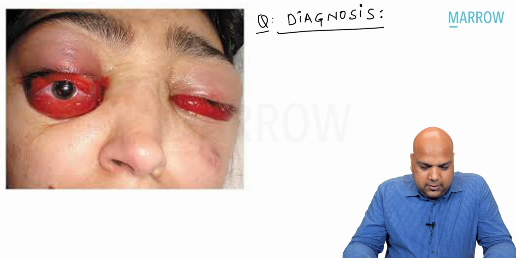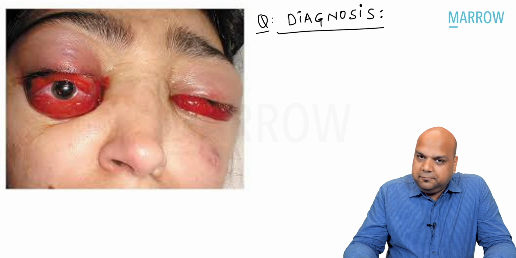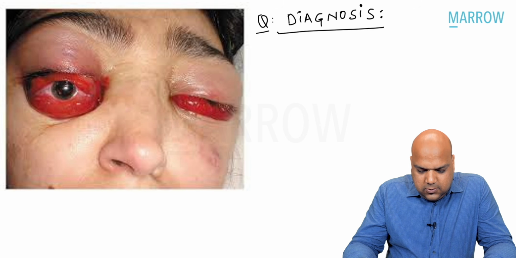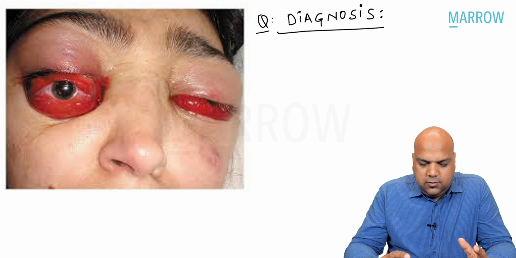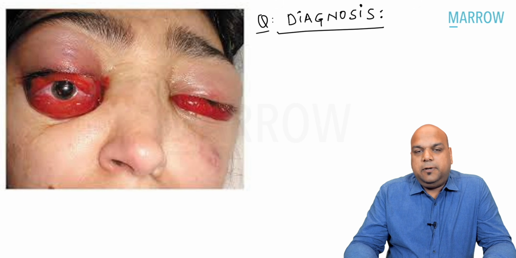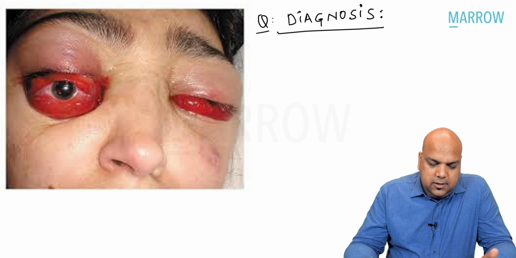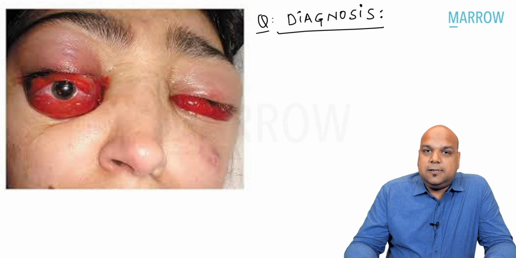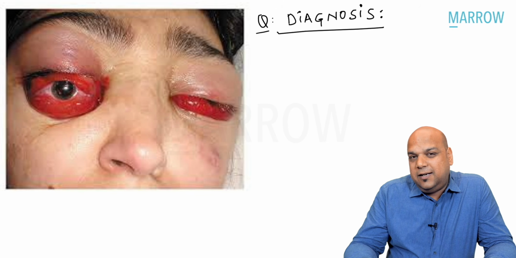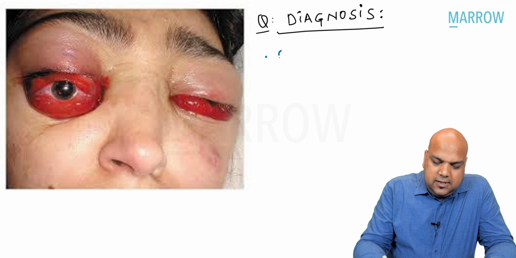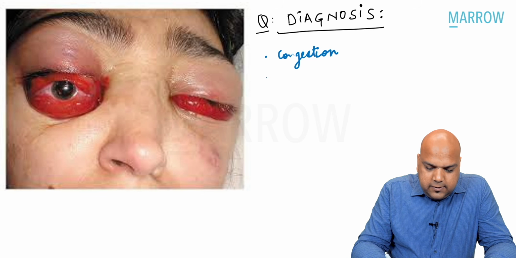Okay, wonderful. Diagnosis. Without the options, sir, this is very difficult. Okay, let me first give you a description of the image. How will you describe this image? What all can you see? Sir, we can see redness. No, don't say we can see redness. Redness is a symptom. Sir, we can see congestion. Conjunctival congestion.